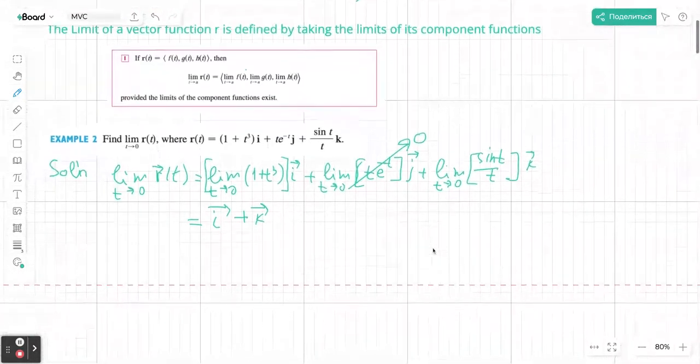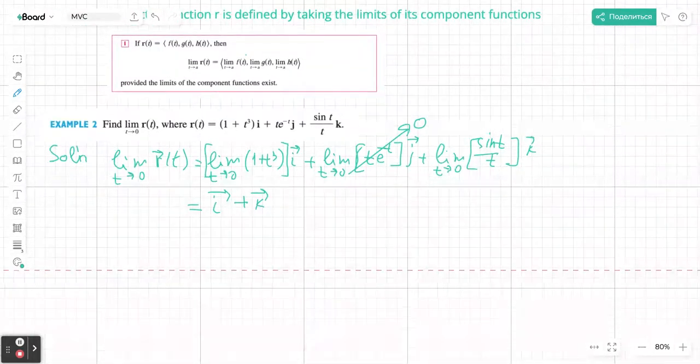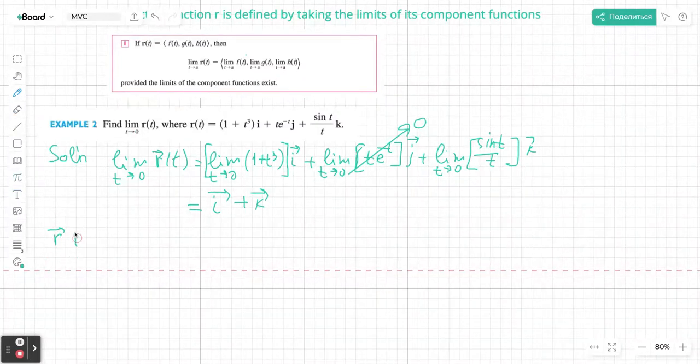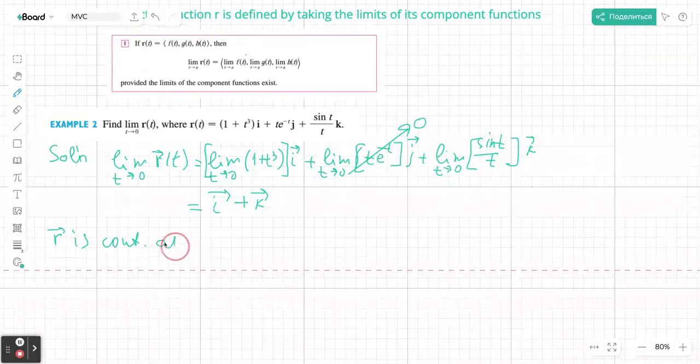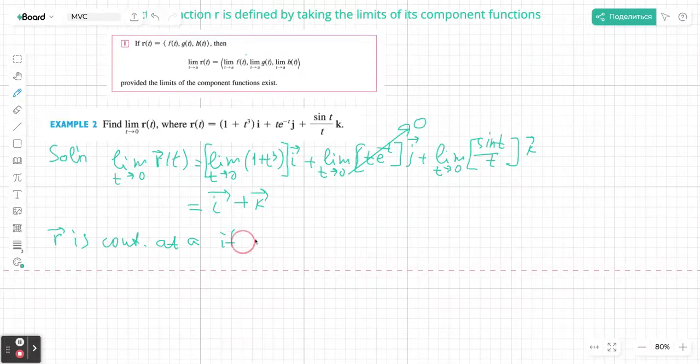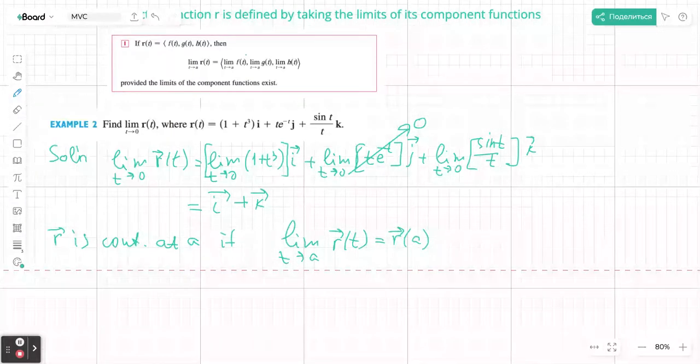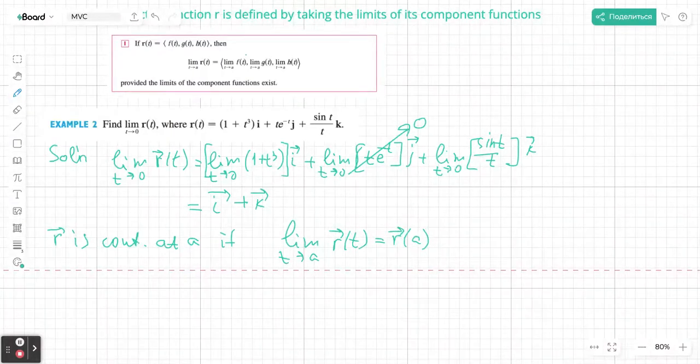Since we're talking about limits, the next thing that comes with limits is the notion of continuity. So we would say that a vector function r is continuous at point a if the limit of r of t when t approaches a is equal to r of a. Same thing as when we discussed continuity of regular functions.